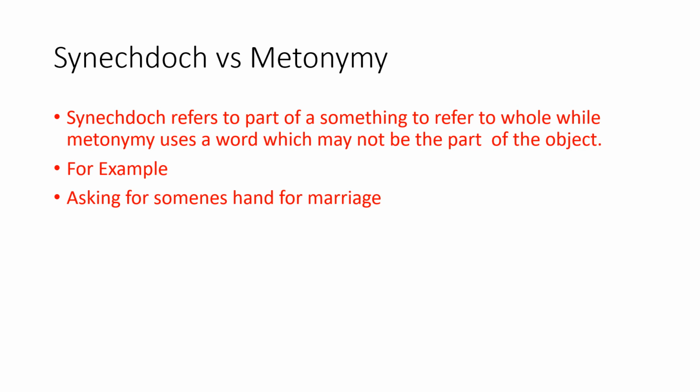Synecdoche and metonymy are two literary devices that are often confused, but there is a key difference between the two. Synecdoche uses a part of something to refer to a whole. For example, asking for someone's hand in marriage uses a part of the person receiving the proposal. Therefore, it's an example of synecdoche. Why? Because hand is a part of the person, while metonymy uses a word that may not be a part of the object, as we have already learned in the examples of metonymy.